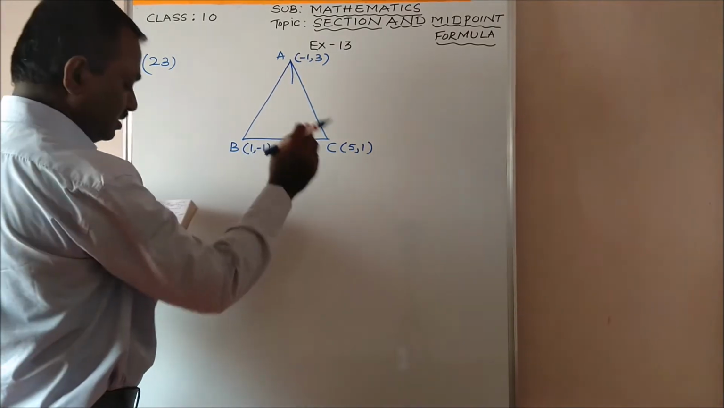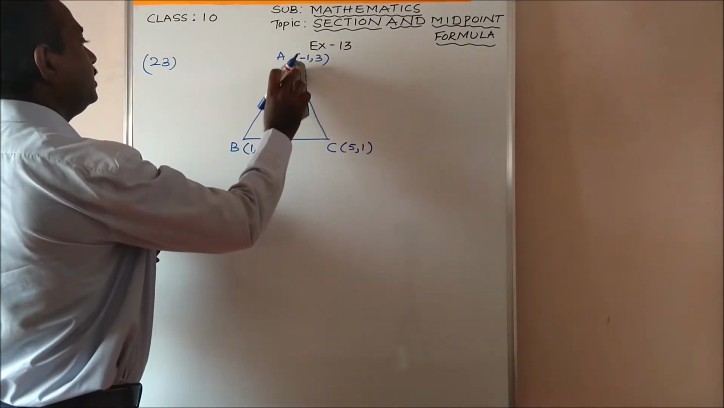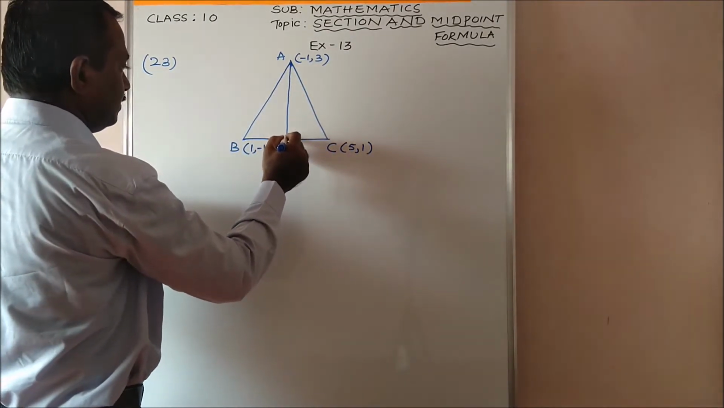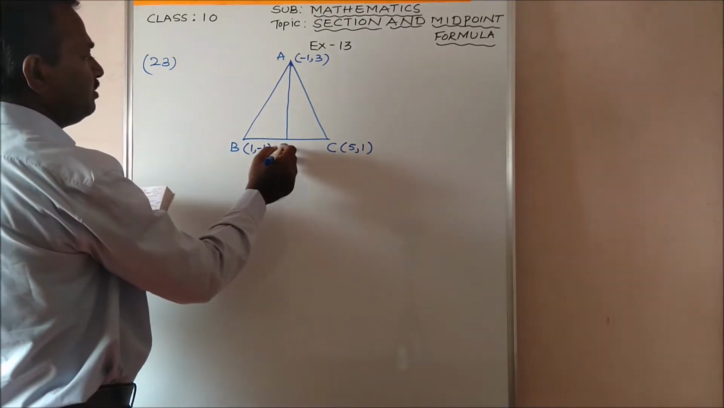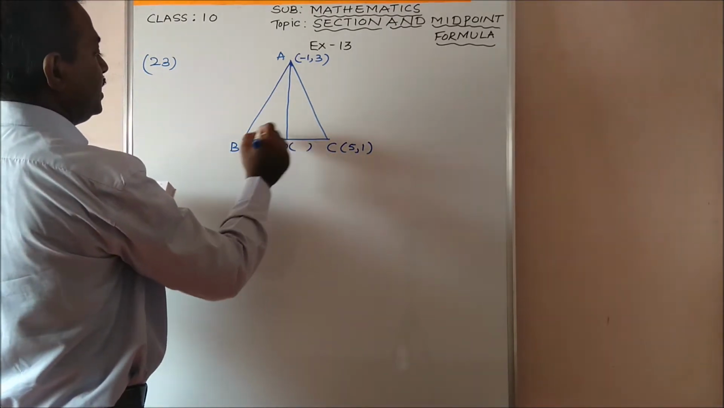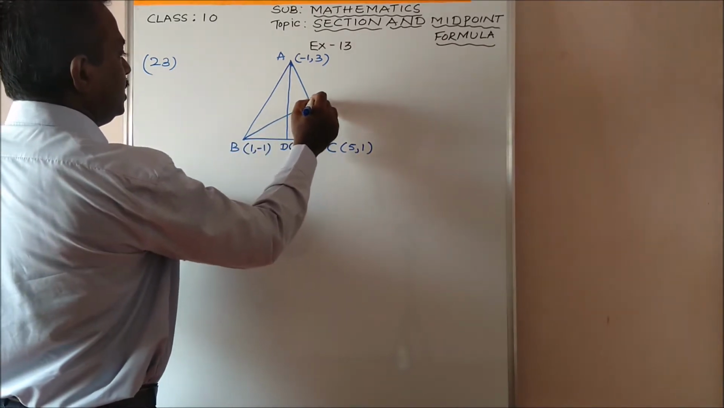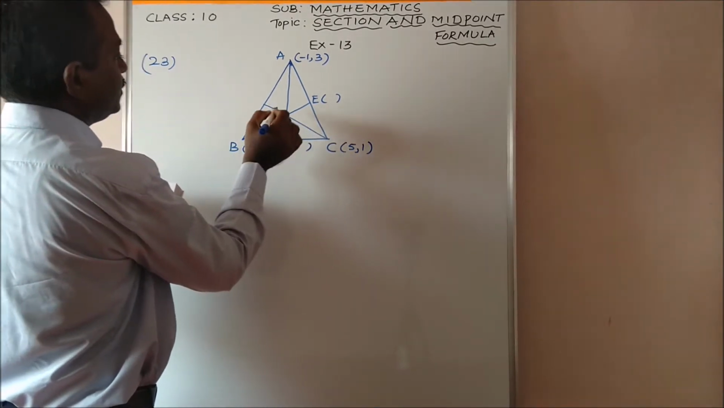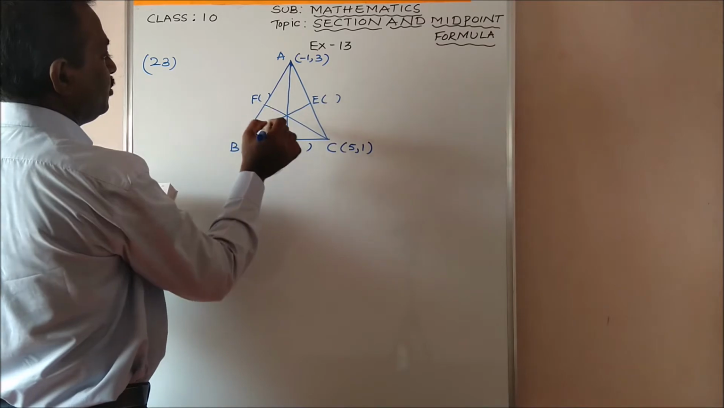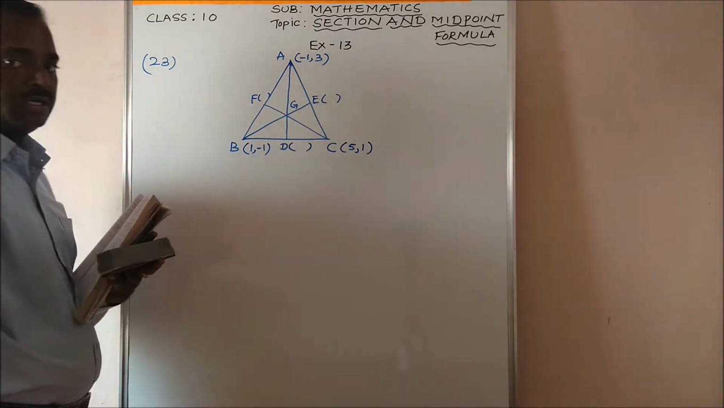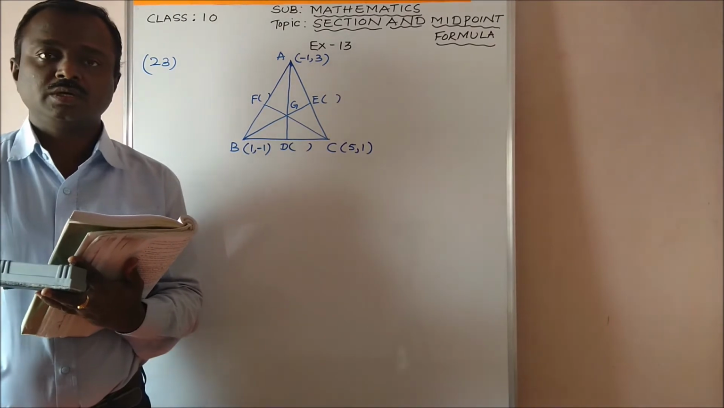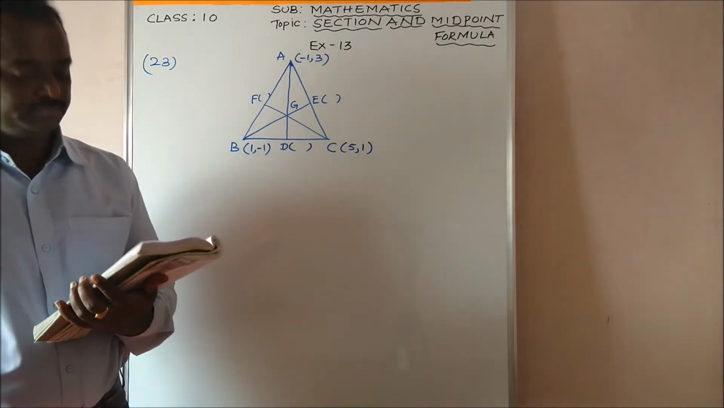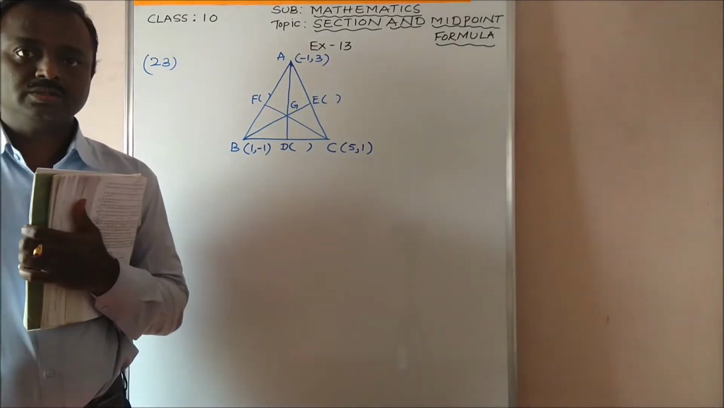Suppose AD is the median. This is a median, which means D will be the midpoint of BC. Next, one more median, BE. We don't know the coordinate points. One more median, CF. We don't know the midpoint points. So this is G, the centroid. Centroid means the intersection point of the three medians of a triangle is called the centroid. Correct? Okay, now we have to find out the length of the medians.